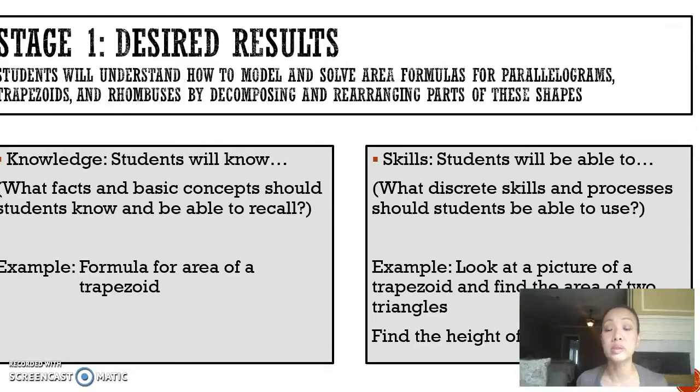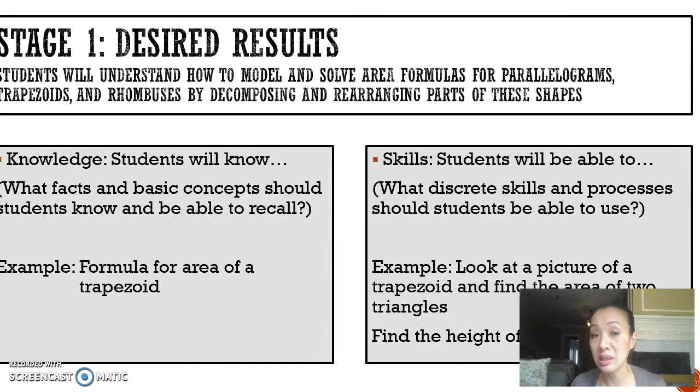Students will know: what is it that you want students to know? What facts and basic concepts should students know and be able to recall? And in my example, for this TEK, it's the formula for the area of a trapezoid. This is what students will know.